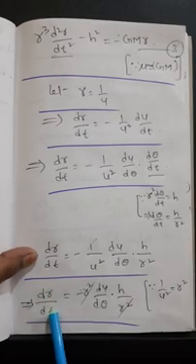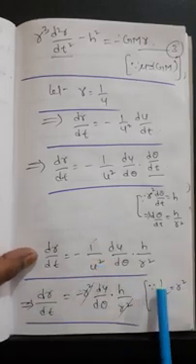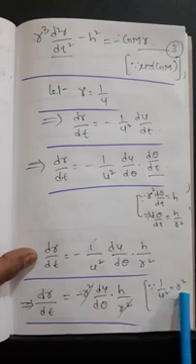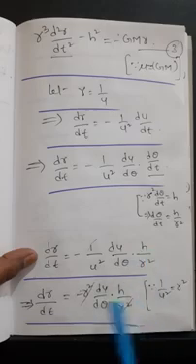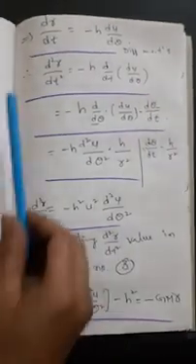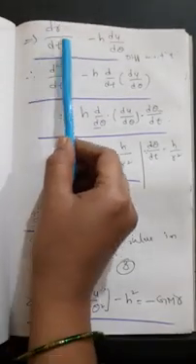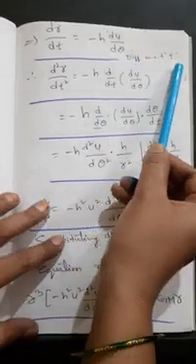So dr by dt is equal to minus, so 1 by u square value we know, 1 by u is r, so 1 by u square is r square. So minus r square du by d theta dot h by r square. So r square gets cancelled. Then we will get dr by dt is equal to minus h du by d theta. Next, differentiating with respect to t.